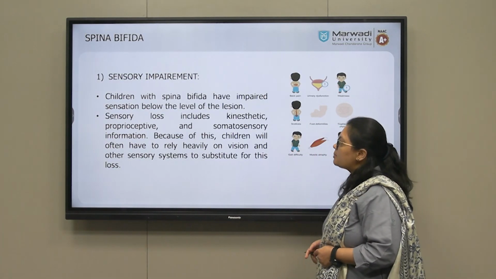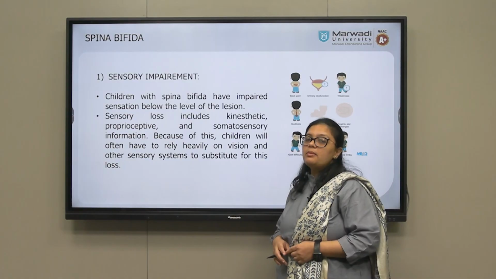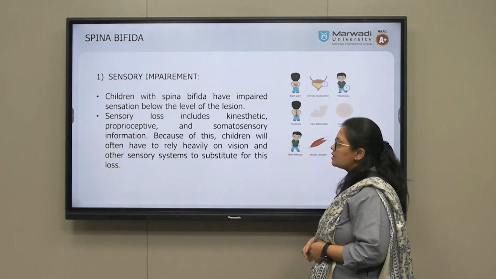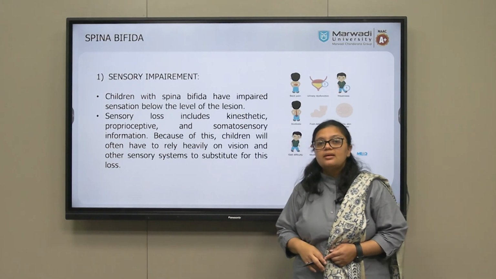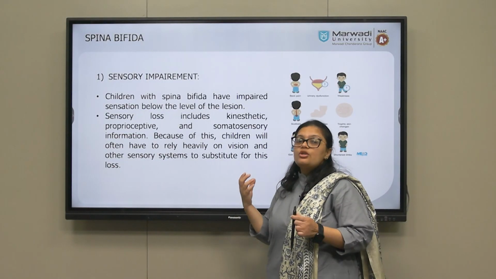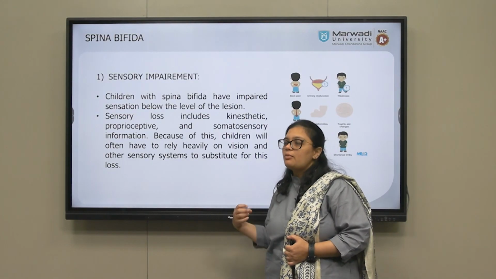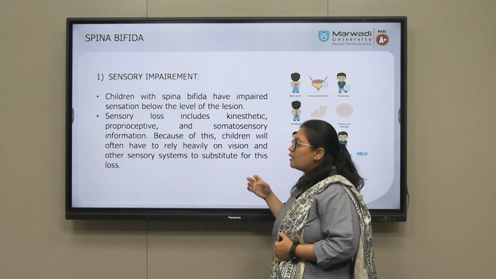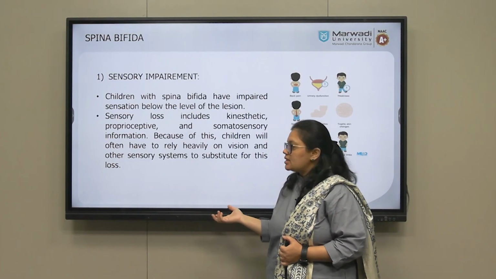Fine. So children with spina bifida have impaired sensation below the level of lesion. So wherever is the level of lesion, either it may be thoracolumbar area or it may be lumbosacral area, you will have loss of sensations. It includes kinesthetic, proprioceptive and somatosensory information. So kinesthetic, that means any sensations related to movement. Proprioception, that means any sensation related to the joint position sense of your body, right? So sometimes you must have heard from patients that they would tell you that I am not able to feel the lower part of my body, or I am not able to feel the limb of my body. Now when they are not able to feel, there is some issue with the sensory perception or the identification of the sensations, right?